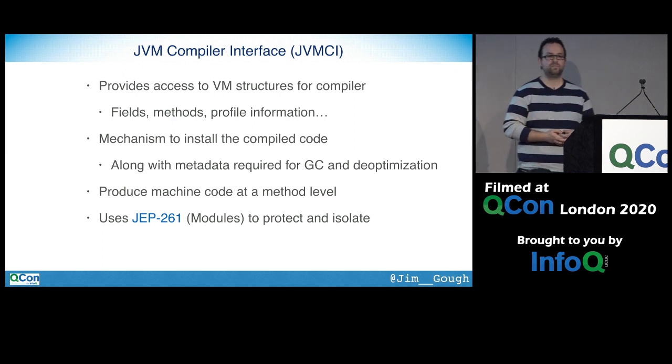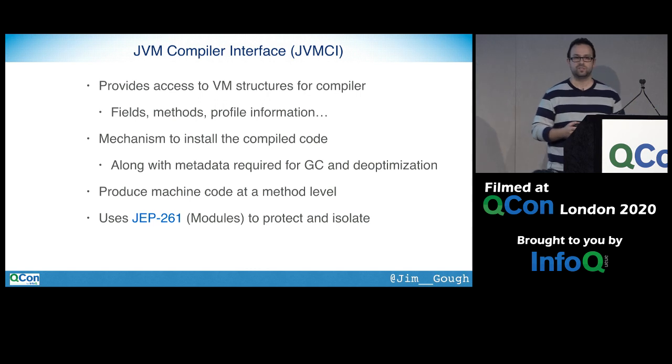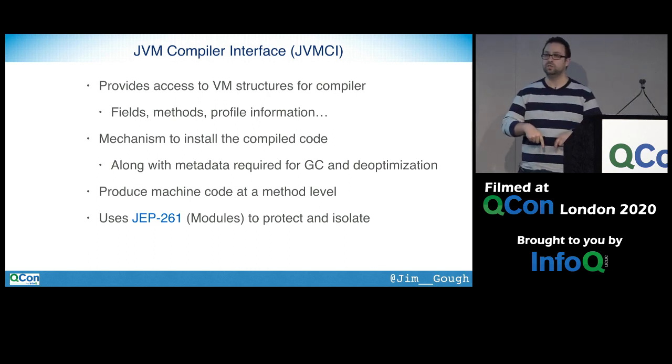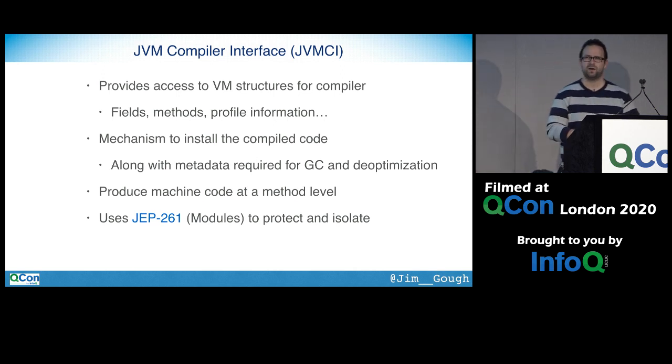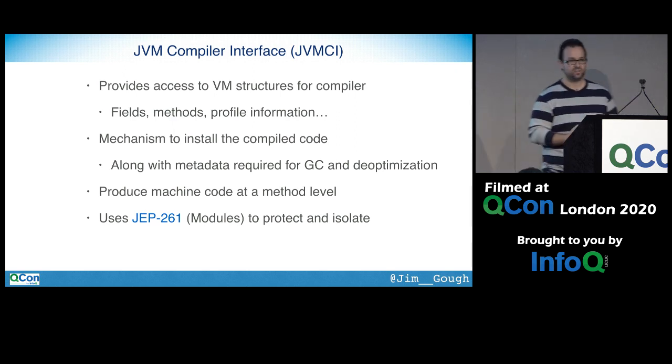So what does the JVM Compiler Interface actually do? Well, it gives you access to VM structures, so that the compiler can see things like the fields, the methods, and the profile information that you've captured. And then it gives you a mechanism to install the code that you compile using the compiler. It's interesting when you think about what a compiler is and what the interface actually looks like. Fundamentally, it's a method that takes a byte stream and returns a byte stream. So its interface is simple, but what it does behind the scenes is fairly interesting.